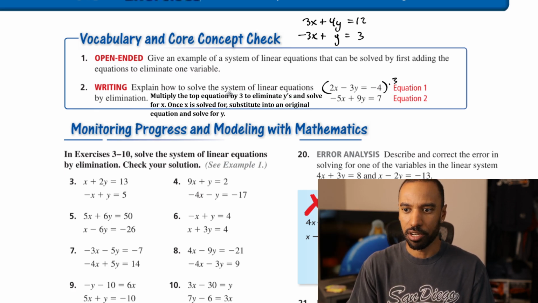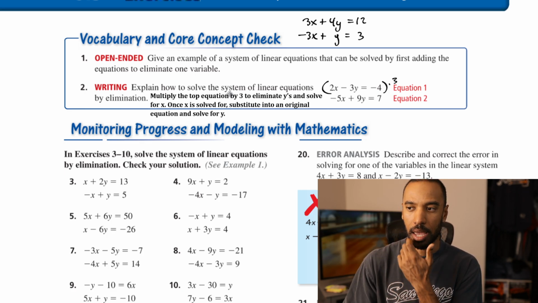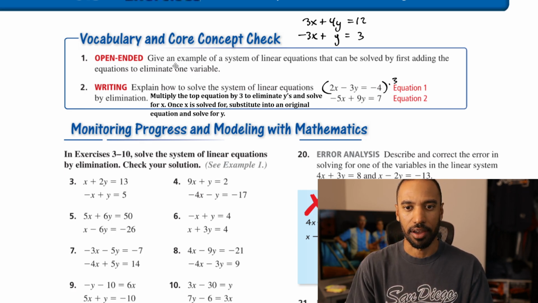That's my strategy involved. Could I eliminate x's? Yes. Would it take more steps? Yes. And I'm going to solve for x using kind of a substitution thereafter.